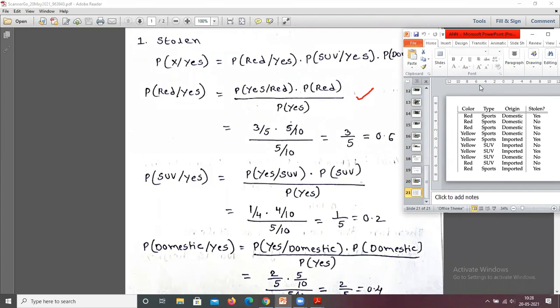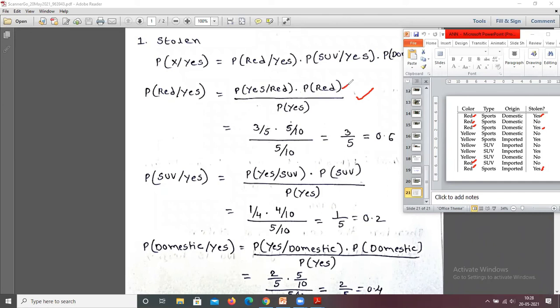If you see this, this is the probability of yes by red. So how many reds here? 1, 2, 3, 4, 5. In this, how many yes are there? 1, 2, and 3. That means if red is the color, then it is stolen 3 times. So P of yes by red into P of red.